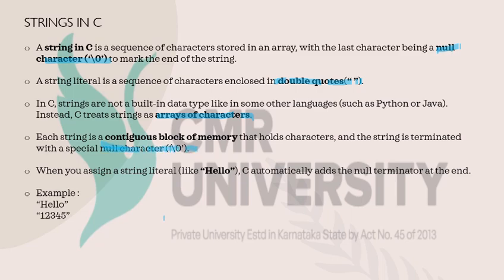When you assign a string like "hello" in double quotes, C automatically adds the null terminator at the end. Example: hello and 1234.